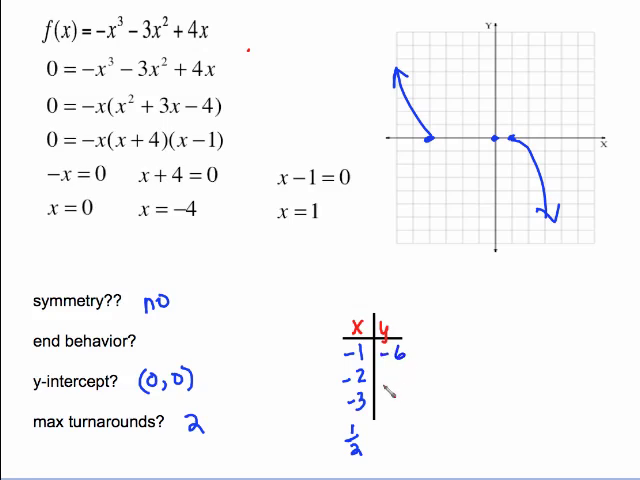Negative 1 is negative 6. Negative 2 is negative 12. Negative 3 is negative 3. And 1/2, I'm just going to write it as a decimal, 1.125. You can verify these, stop the video, plug these in, and see what you get for the numbers. All right, let's plot these. Negative 1, negative 6 is right here. Negative 2, negative 12 is somewhere down here off the graph. Negative 3 is here. And then 1/2, 1.1 is just a smidge higher than 1. So if you follow your dots, you can see this.